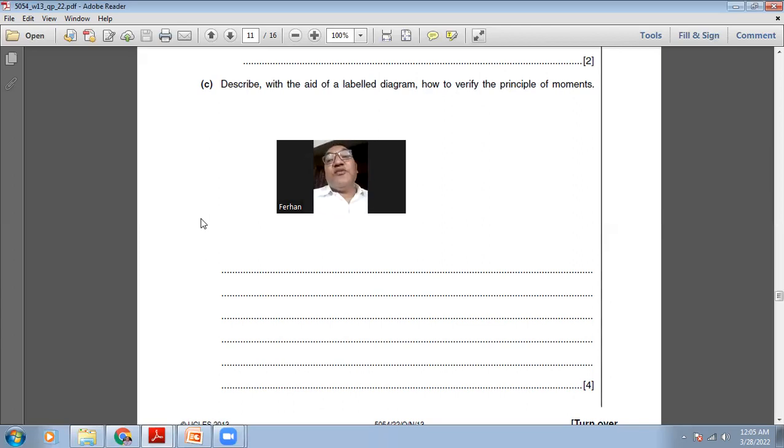This proves the principle of moments, which states that if a body is in equilibrium, the sum of the anti-clockwise moments is equal to the sum of clockwise moments. So it's a 4-mark question, and we have to write its answer. And let me show you the answer which I have written.